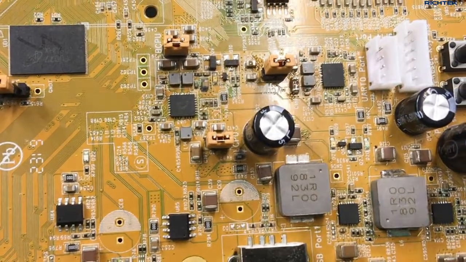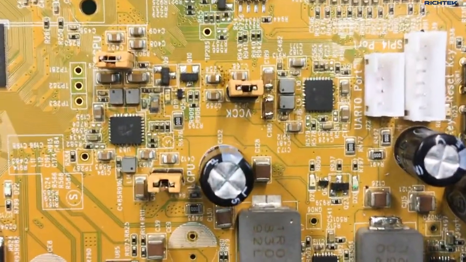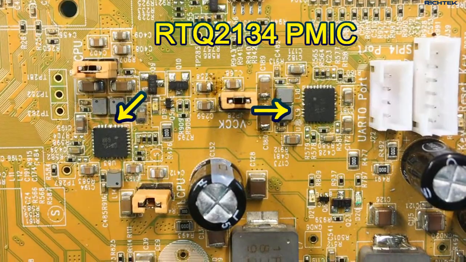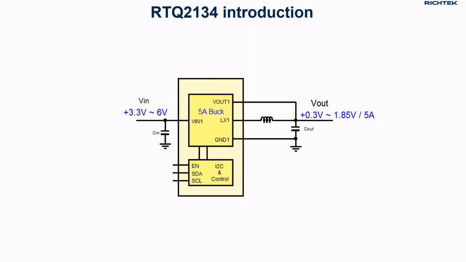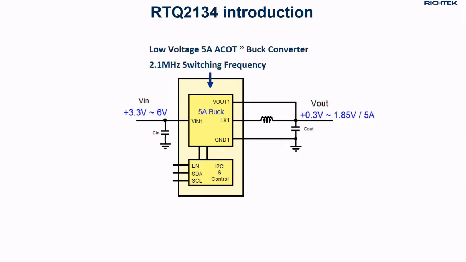For powering these high current rails with fast changing loads, we use the RTQ2134 PMIC. The basic building block of this IC is a low voltage ACOT buck converter, which runs at 2.1 MHz, has 5 amp current capability, with remote output voltage and ground sense, and has I2C control.